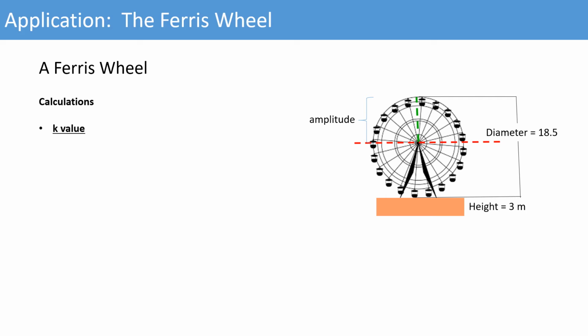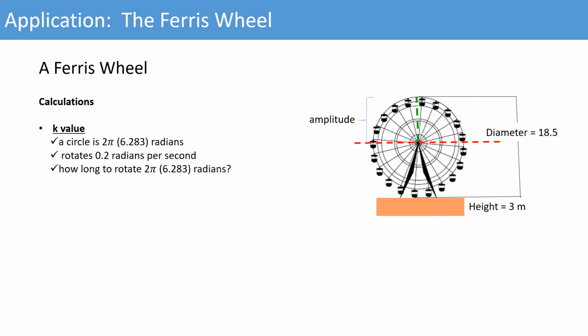Now, let's find the K value. A circle is 2 pi radians, which happens to be 6.283 radians as a decimal value. Our Ferris wheel rotates 0.2 radians per second. How long then will it take to rotate 2 pi radians, which is one circle, 6.283 radians? To find this out, you're going to set up a ratio.